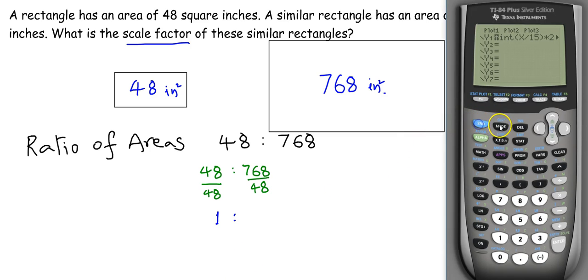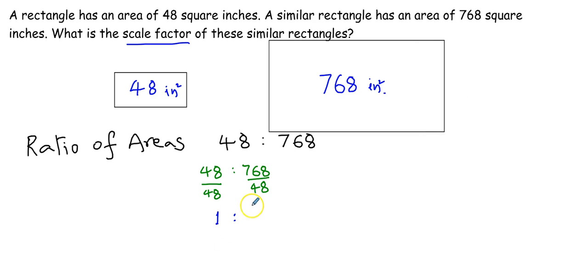768 divided by 48 gives you 16, right? So I'll write down here 16. So this is the ratio of areas. Now, when you're looking for the scale factor, we actually look for the ratio of the corresponding sides, not the ratio of the corresponding areas, but the ratio of the corresponding sides. What is this sides ratio I am looking for?